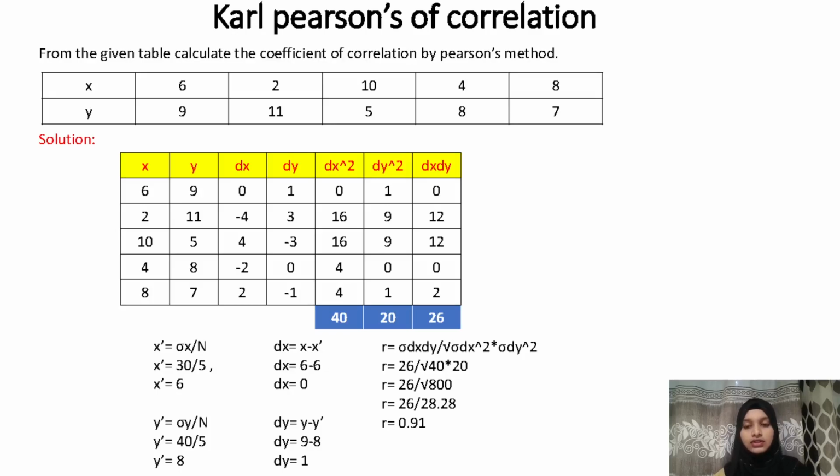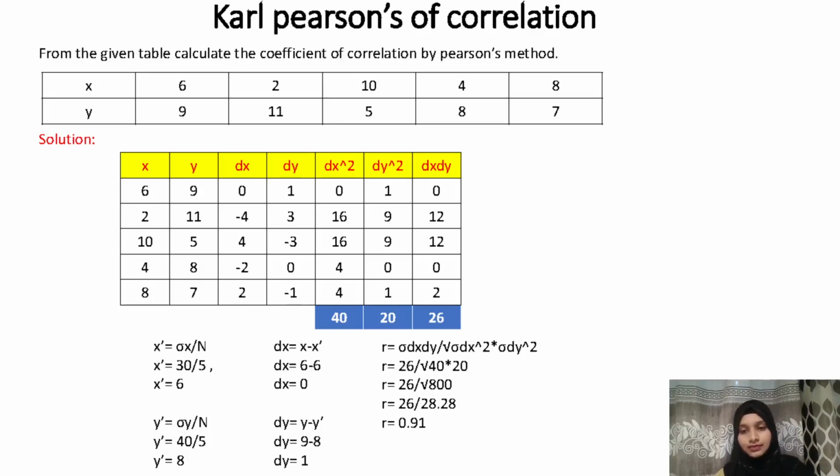Now we can follow the third step, means square of dx and dy. Square of dx means 0 square is 0, minus 4 square is 16, 4 square is 16, minus 2 square is 4, 2 square is 4. Similarly, we can find dy square. 1 square is 1, 3 square is 9, minus 3 square is 9, 0 square is 0, and minus 1 square is 1.